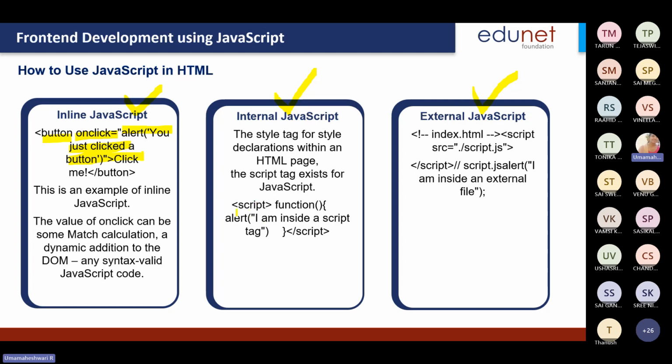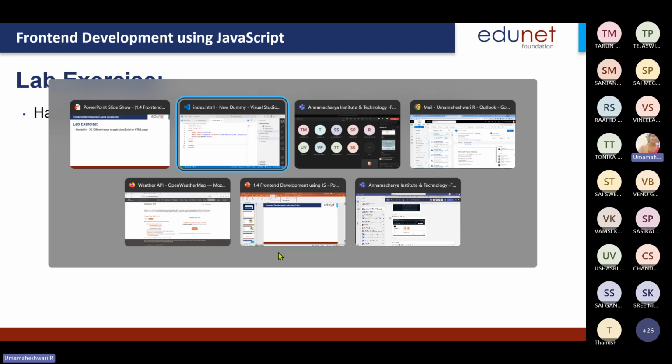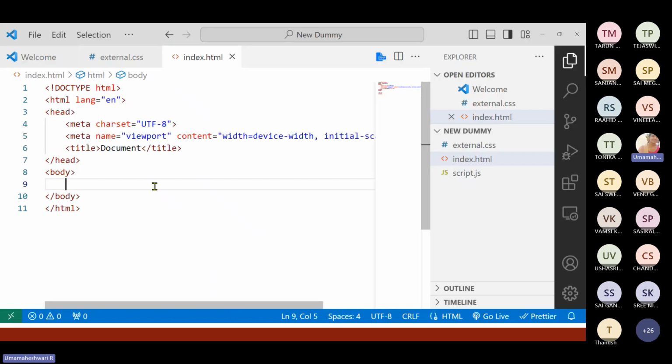That is inline JavaScript. Internal means the JavaScript is given inside the script element. And what is called external JavaScript? This is also done using a script element, but here you need to mention the source file name. So let's take this example, JavaScript. We are going to see how to apply JavaScript.